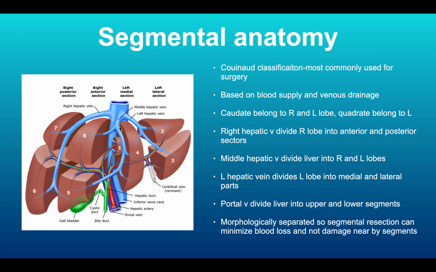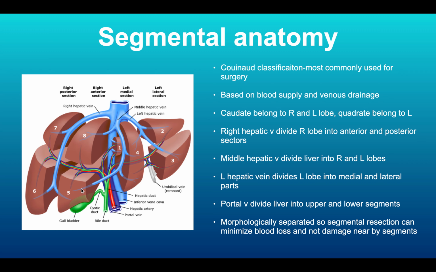The liver is supplied segmentally, and most people use Couinaud's classification, and that's based on the blood supply and the venous drainage. And in this classification there are 8 separate sections, and the caudate belongs to the right and the left lobe, so it's split, and the quadrate belongs only to the left lobe.